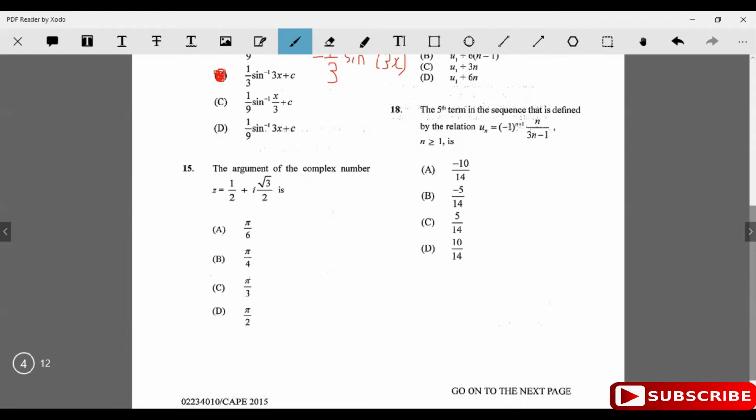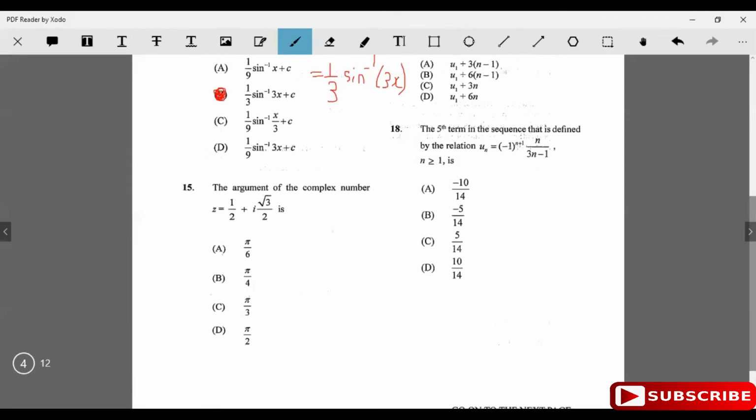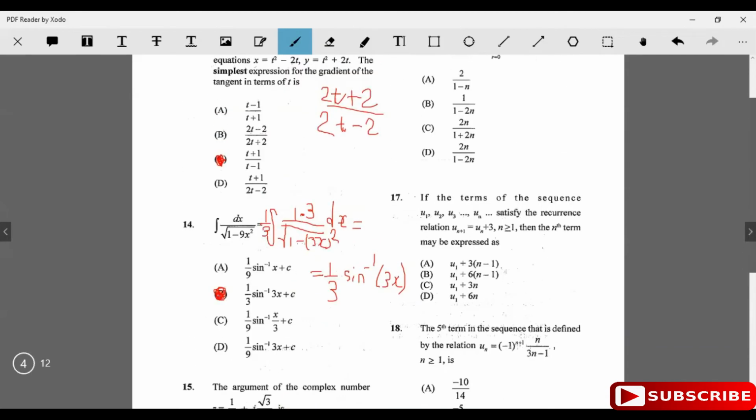Question 15 asks us to find the argument of the complex number z. So how we find the argument is the tan inverse of root 3 over 2 divided by a half. When you divide root 3 over 2 by a half, that just gives us root 3. And so what we need is tan inverse of root 3. And tan inverse of root 3 is pi over 3. And that's 15. That's module 1.